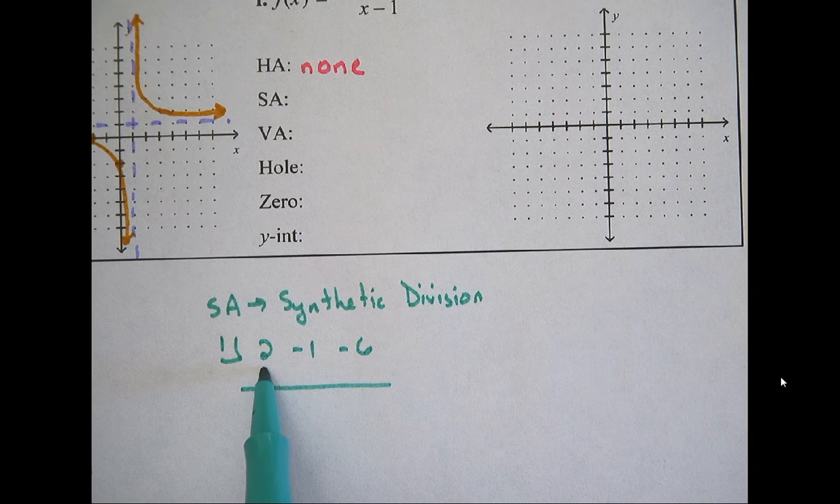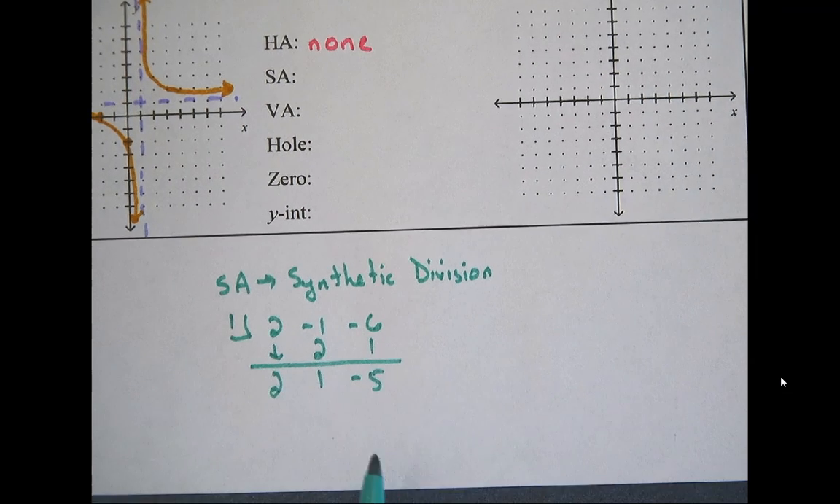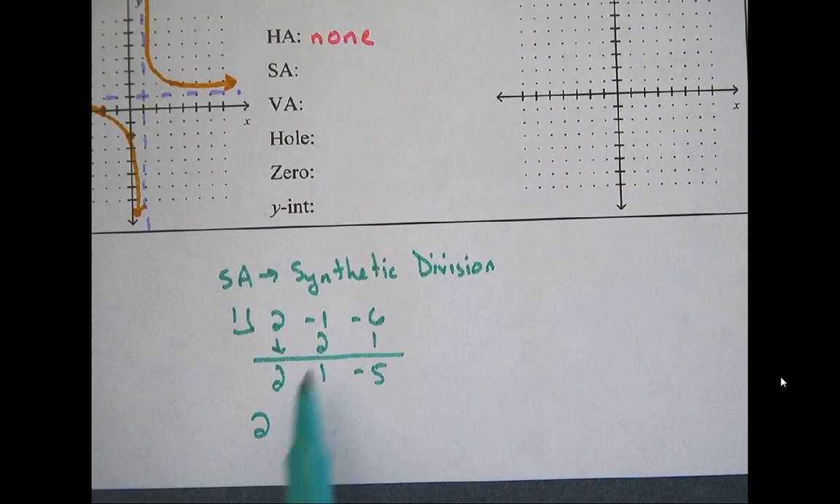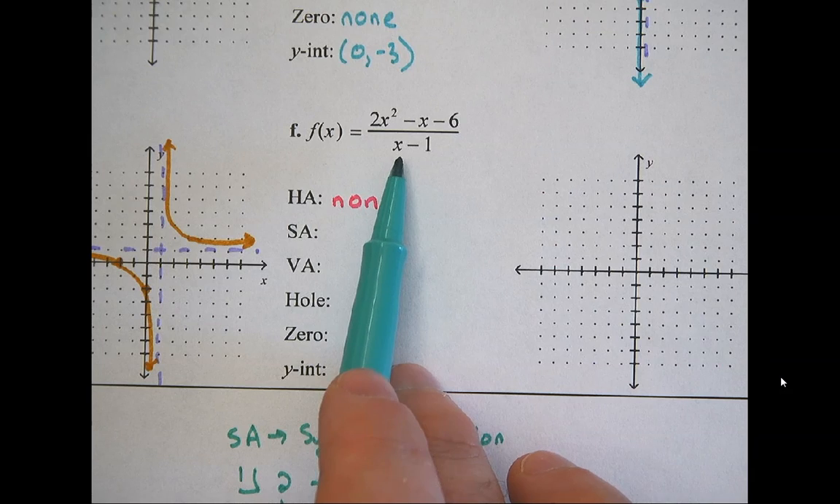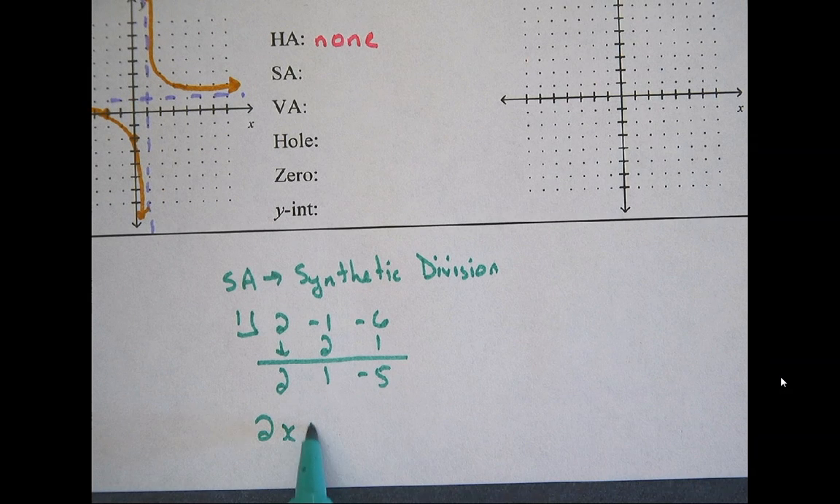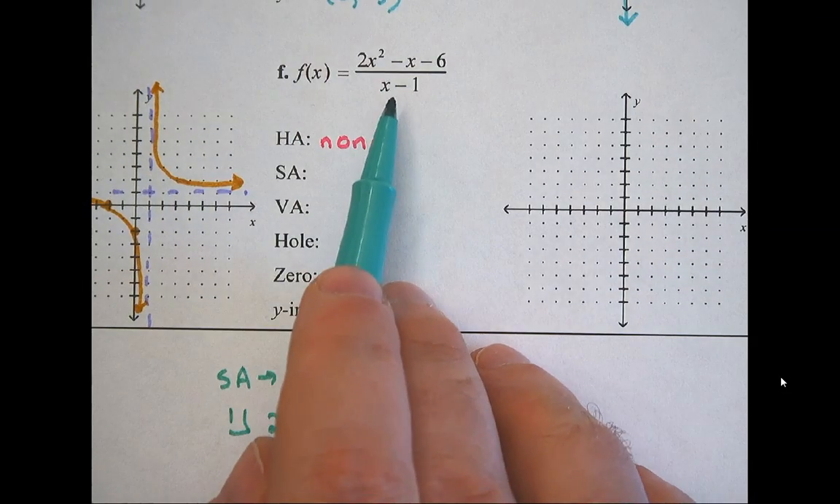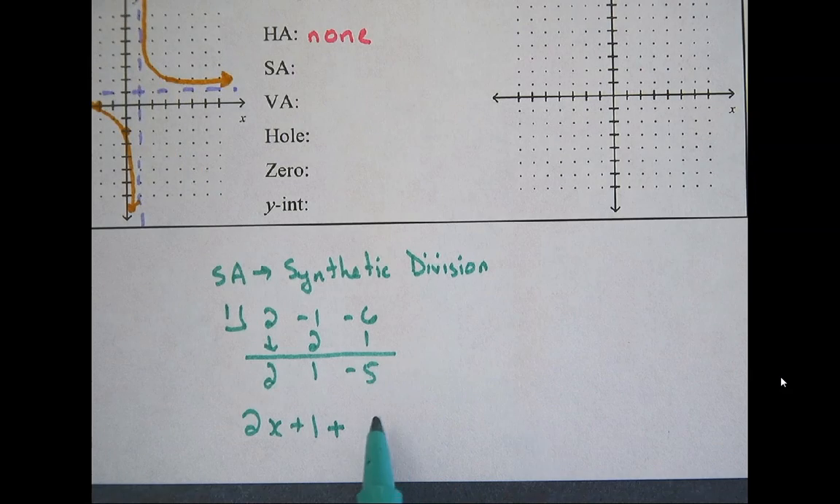Draw a line, the 2 drops. That's 2, that's 1, that's 1, that's -5. So then this turns out to be 2. This was an x squared. We broke it down once, so that becomes 2x plus 1 plus, I always like to do plus, my remainder over my divisor. So this goes back to our synthetic division stuff: -5 over x minus 1.